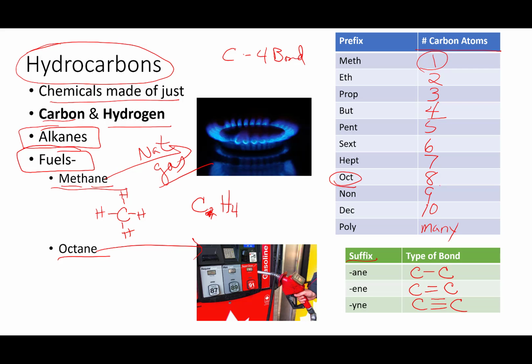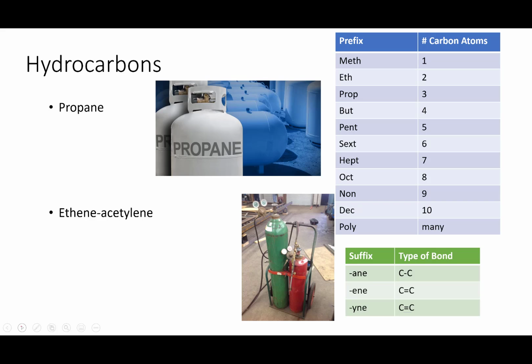Octane, a major component of gasoline. Oct means 8. Ane means all single bonds. And so you've got 1, 2, 3, 4, 5, 6, 7, 8 carbons in a row, and it is fully, completely saturated and surrounded by hydrogens. So C8H18, and don't worry about that. I'm not going to have you do that right now. Let's take a look at a couple others.